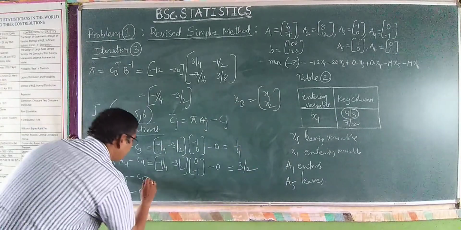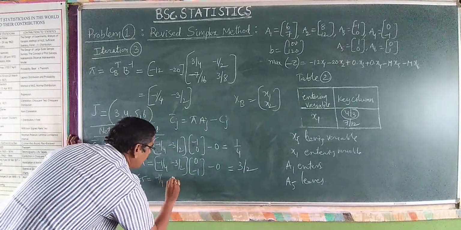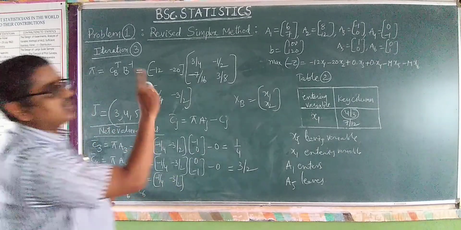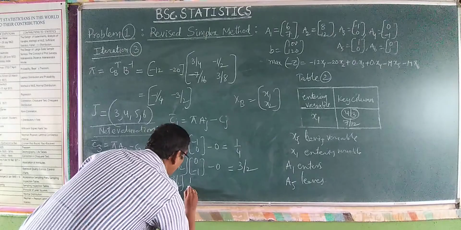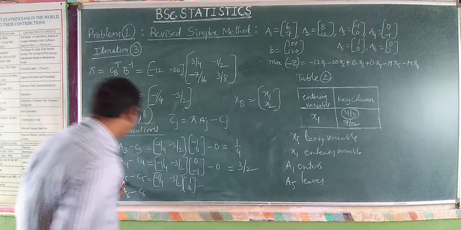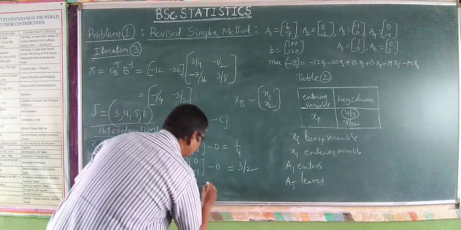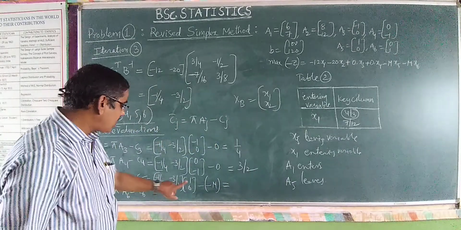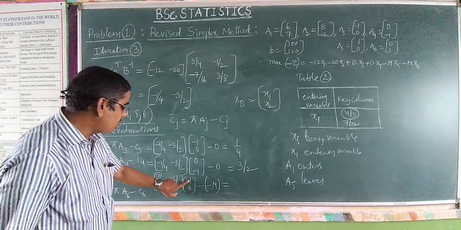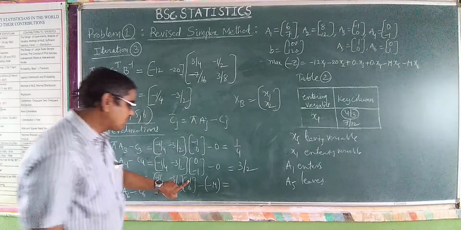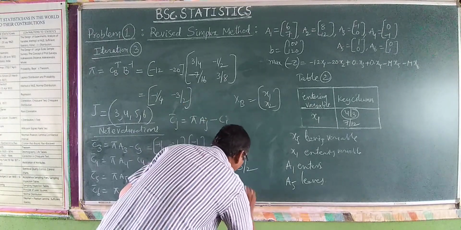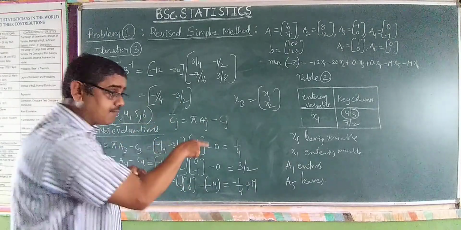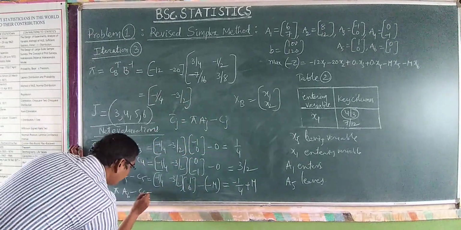Next one is equivalent to minus 1 by 4, minus 3 by 2, that is pi multiplied by A5. A5 is 1, 0, minus cost C5, minus M. So hence one value is minus 1 by 4 into 1, minus 1 by 4 plus M, and minus 3 by 2 plus M. So hence it is positive, because M is the highest positive, therefore it is positive.